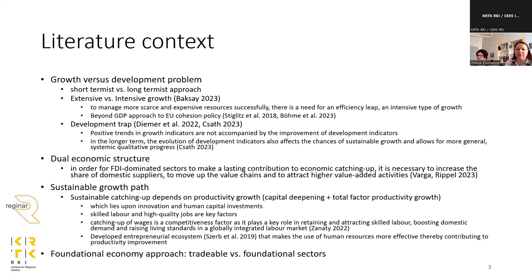which will increase not only the living standard overall in the countries and regions, but also it has an important role in retaining and attracting skilled labor. And not only the human capital side of the productivity growth should be supported, but also the entrepreneurial ecosystem must be supported. Behind all of these approaches, we would like to highlight the foundational economy approach, which will help us to strengthen the human capital and the well-being in each region and at the national level also.